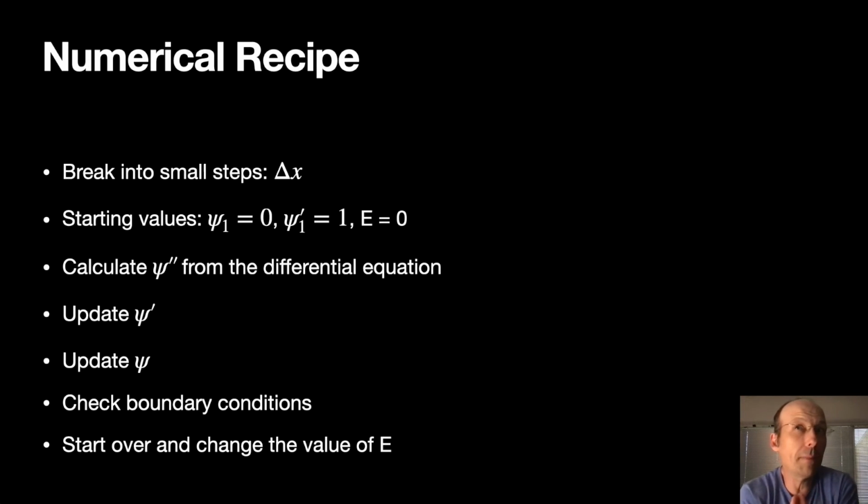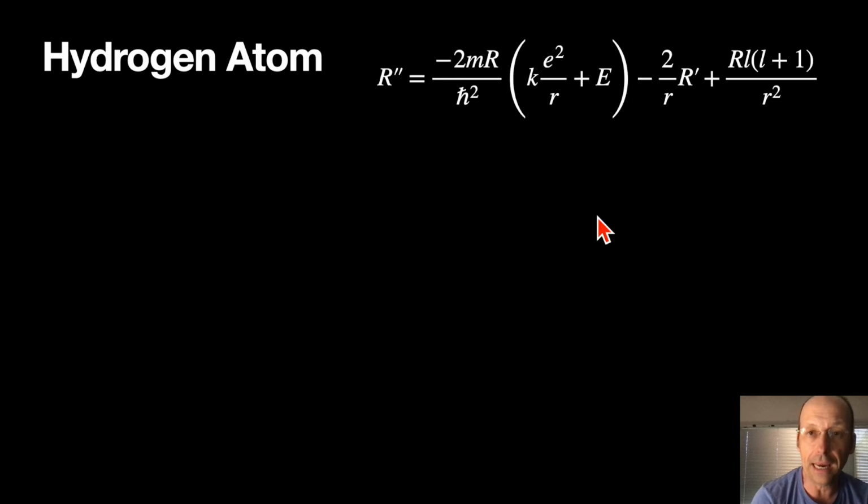The nice thing about the shooting method here too is it doesn't have to be V equals 0. It can be any potential because it's just a numerical calculation. We're just calculating it, right? So you can use the shooting method to solve these problems. It's really great.